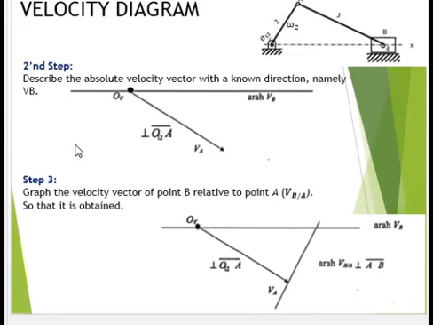The second step, draw the absolute velocity vector with known direction for VB. As you know, VB has a direction along the x-axis because this is a slider. VB direction is like this.